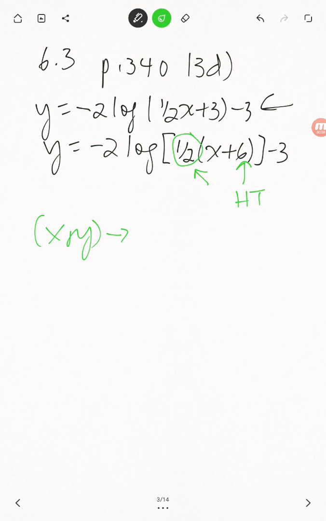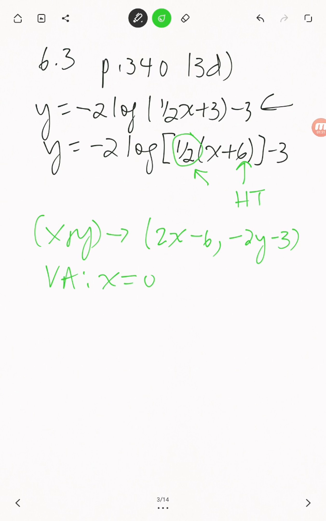So we now have the 1/2 value that we pulled out of the bracket affecting the x value, but remember it has to be reciprocal, so that becomes 2x and then minus 6, opposite sign for the horizontal translation, and then negative 2y minus 3 for the y value. So this is my mapping notation, and remember that we always want to also write down how the vertical asymptote has been affected.